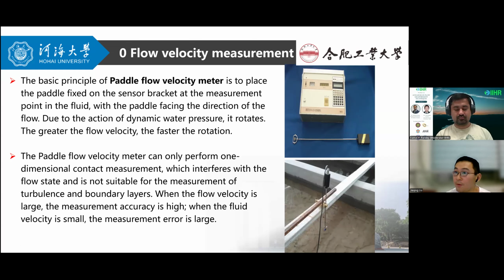The paddle flow velocity meter can only perform one-dimension contact measurement, which interferes with the flow state and is not suitable for measurement of turbulence and boundary layers. When the flow velocity is large, the measurement accuracy is high. However, when the fluid velocity is small, the measurement error is large.